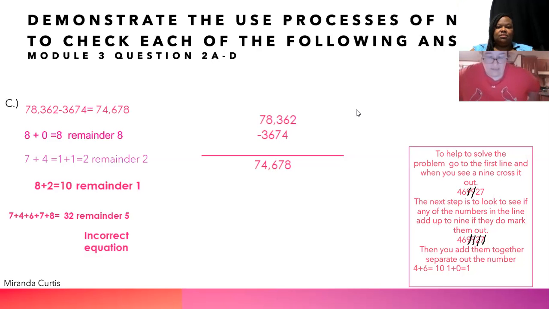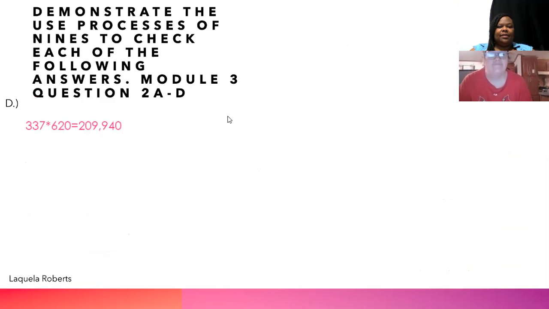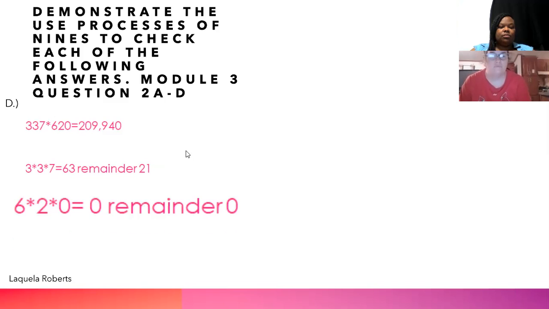Now, Miss Dominique, let's use the process of nines to check this next equation. All righty. So we have with multiplication that we're working on, and we have 337 times 620. So it's telling us it equals 209,940. Well, in order for us to know that for sure, we got to break some things down. So we're going to break down 3 times 3 times 7. That gives us 63 with the remainder of 21. So then we have 6 times 2 times 0 gives us 0, remainder 0. So again, our equation is incorrect.